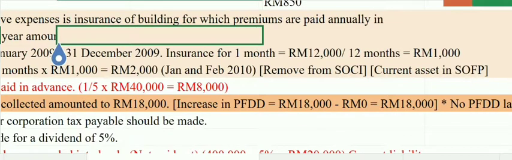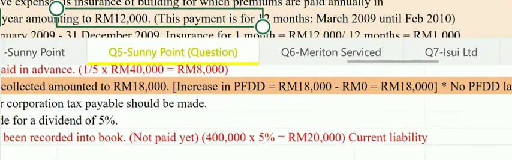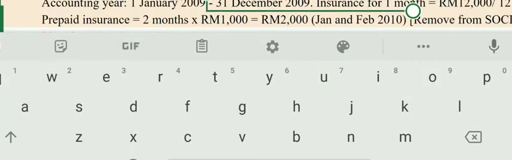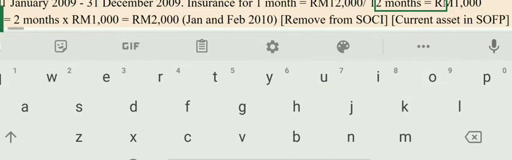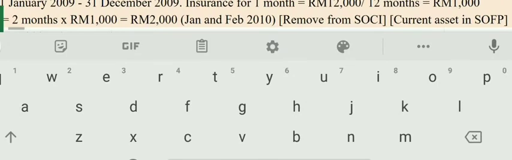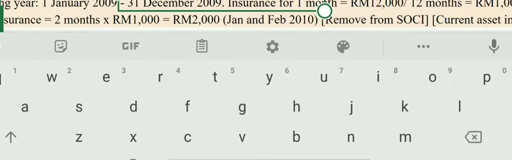Here, we use fingers to calculate from 1st March. 1st March 2009 until February 2010, it will be 12 months. But because the financial year ends in December, that means we have paid earlier for January and February 2010. We paid in advance, or we call it prepaid insurance.